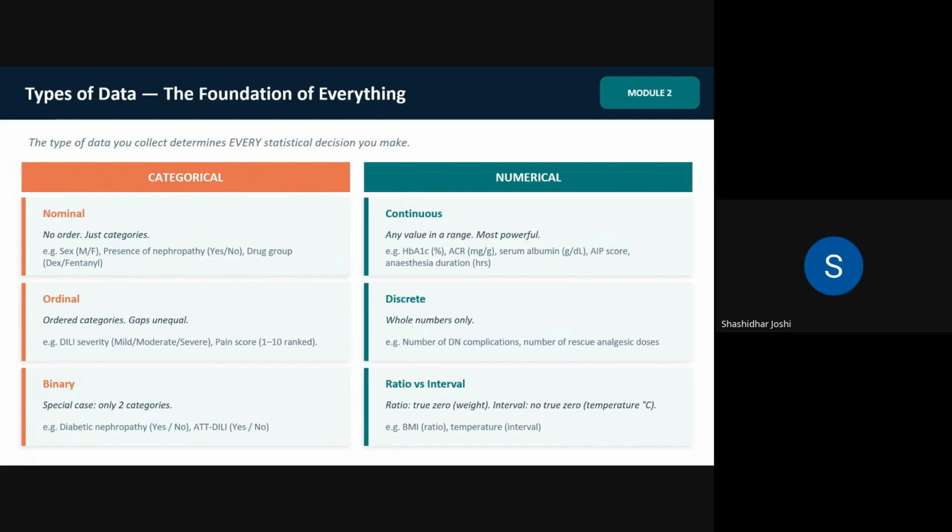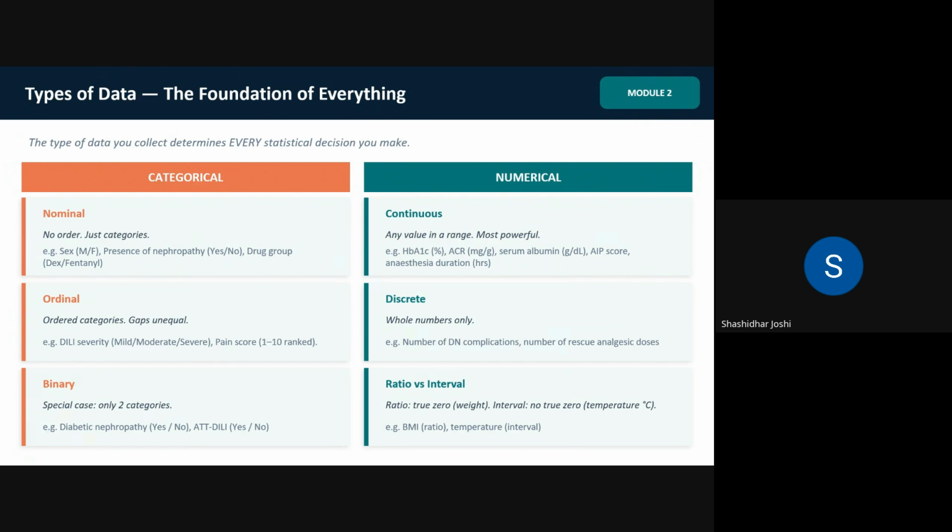Or say for example serum albumin, so that's continuous. AIP score, continuous. Anesthesia duration in terms of hours, that's continuous. So any value in a range, that type of data is called continuous data. And then comes discrete data, which is nothing but whole numbers. Say for example, number of DN complications, number of rescue analgesic doses.